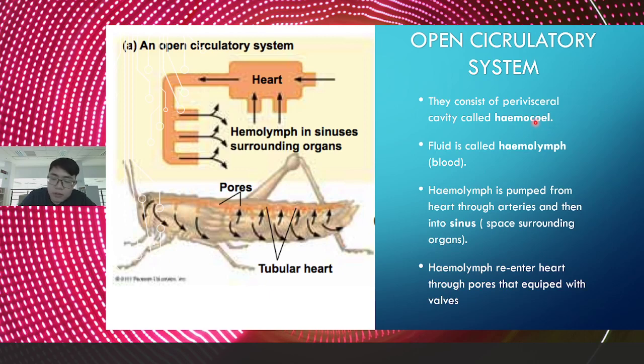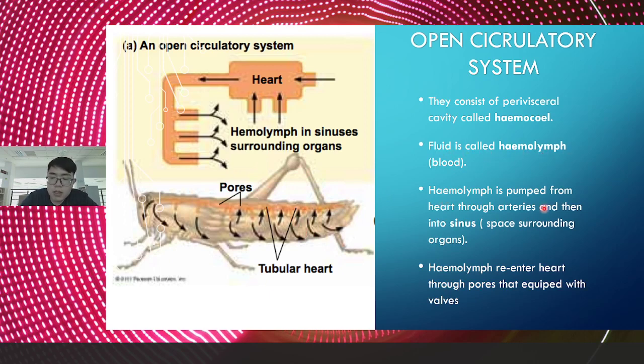I don't know how to pronounce it. Hemocoel, I think it is hemocoel. Hemocoel, and blood is called hemolymph. Hemolymph is like blood. For humans we call it blood, but for the Arthropoda organisms, they do not call it blood, they call it hemolymph.